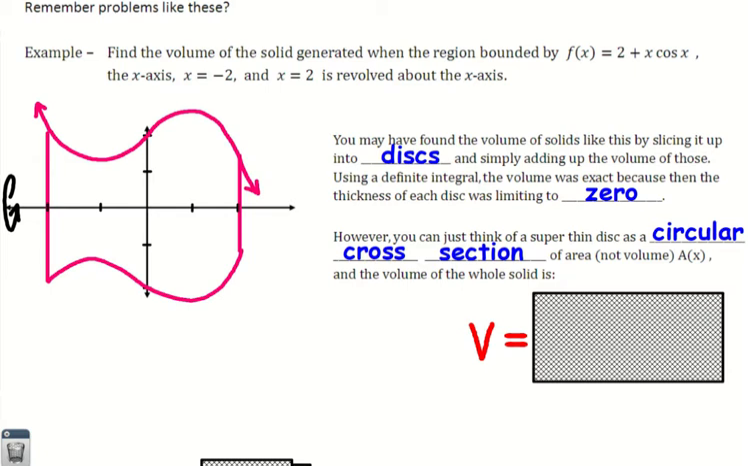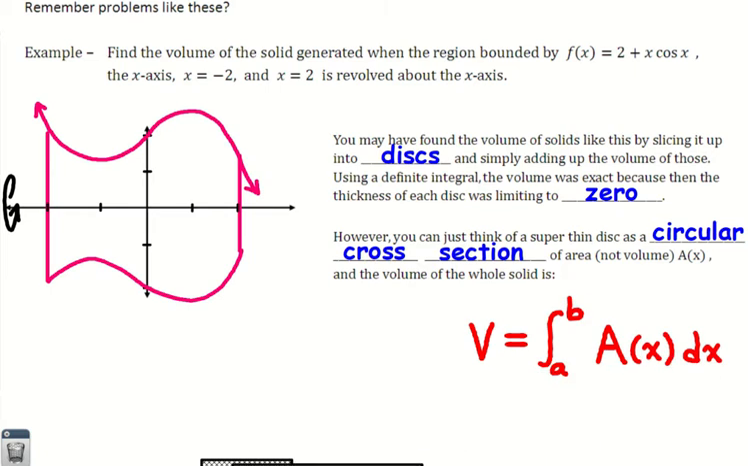And the volume of the whole solid is going to be the integral from a to b of the area of a typical cross section. This A of x function represents the area of any cross section throughout the solid, and dx. And basically dx takes care of that change in x, the infinite thinness of each disk.